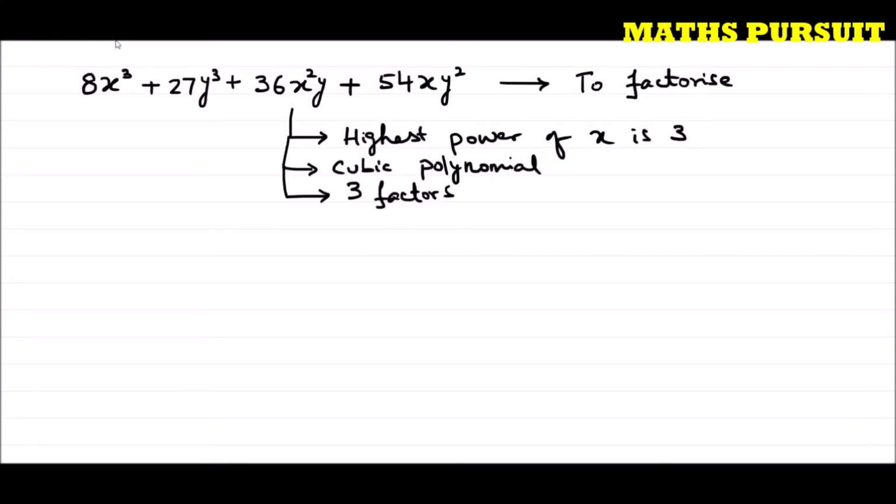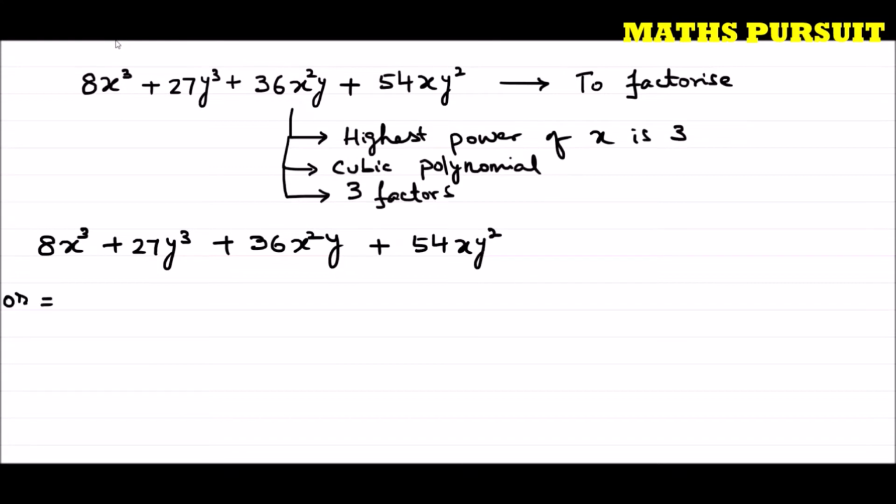Now let me note down the question itself again: 8x^3 + 27y^3 + 36x^2y + 54xy^2. So this is what the question has given us. Now let us write this one. I can write 8x^3 as 2^3 into x^3.